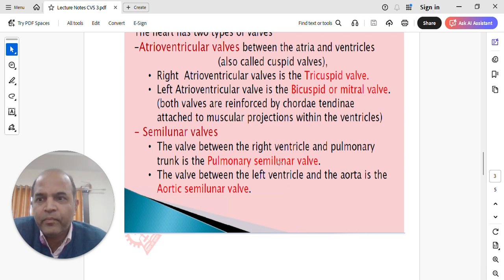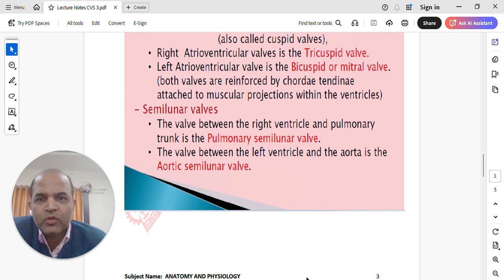And the left atrioventricular valve, in between the left atrium and left ventricle, is known as the bicuspid valve or mitral valve. Bicuspid means two cusps. Tricuspid means three cusps. That means three flap-like structures and two flap-like structures. Both valves are reinforced by chordae tendineae attached to muscular projections within the ventricle.